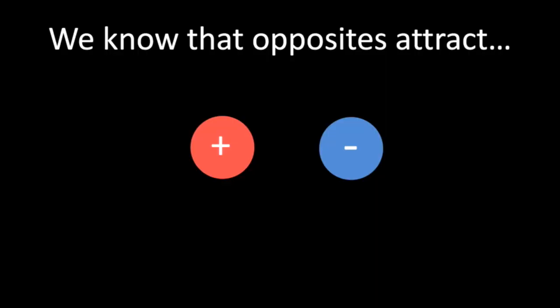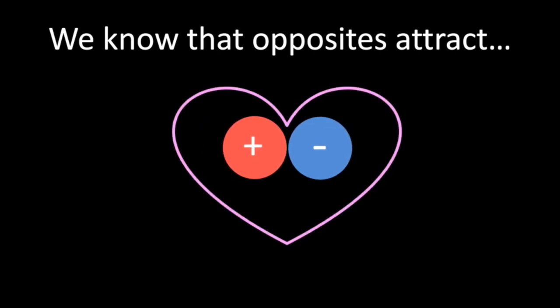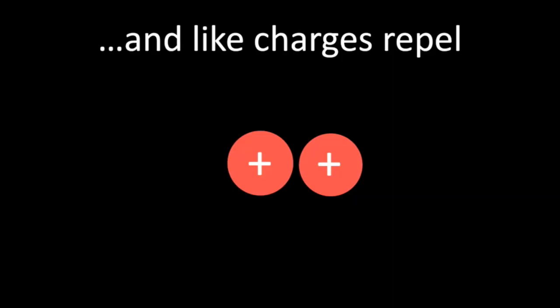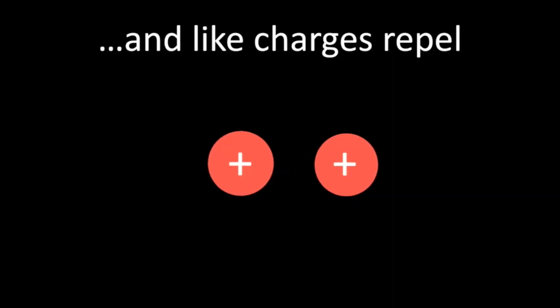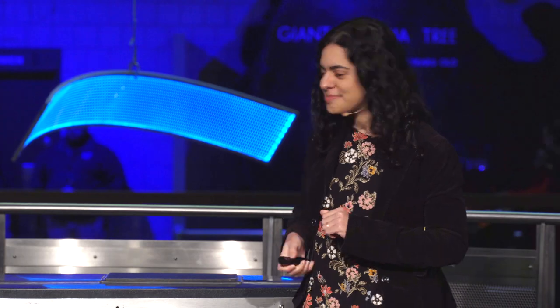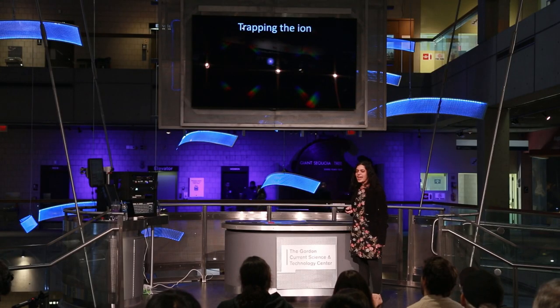First, let's remember that if I have two opposite charges, a positive one and a negative one, what happens? They actually attract each other, right? And if I have charges that are the same, what happens is the opposite. They don't like to be next to each other. They repel, right? So using these forces of attraction and repulsion, I'm going to trap this ion.